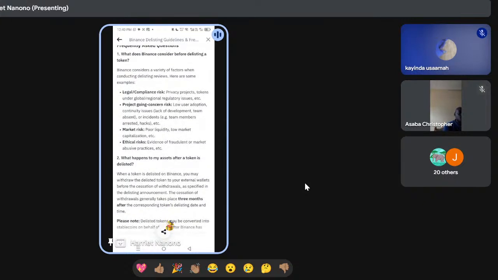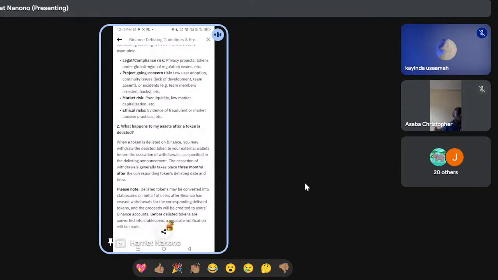Everyone can come up with a project. But if the project is intended to scam people, then when the exchanges get to know about that, the next thing is they delist it, in order for people not to lose too much of their money. Okay? So that is that.